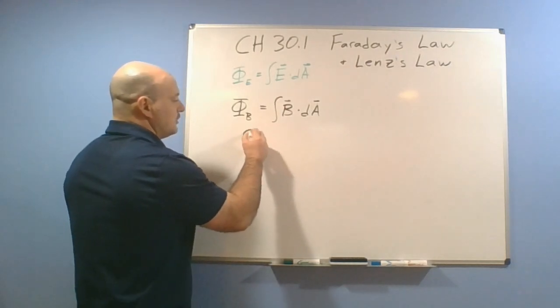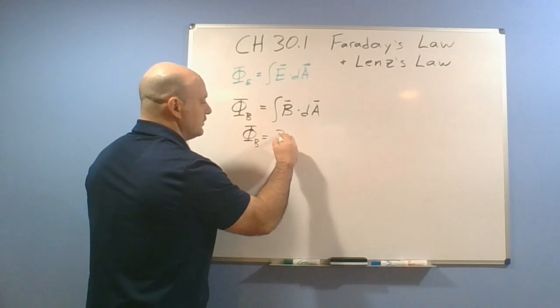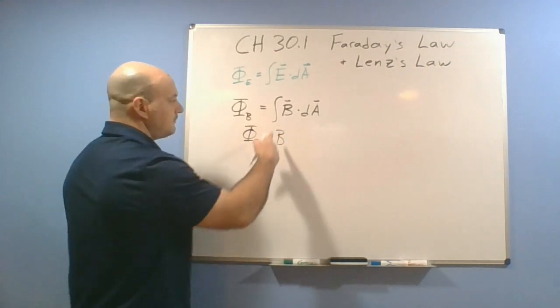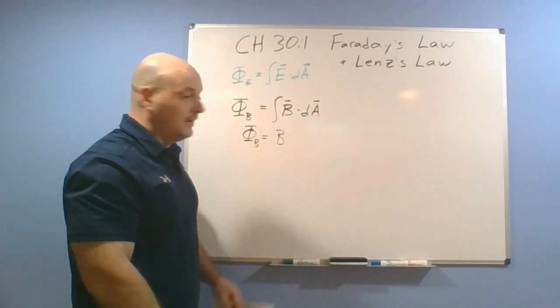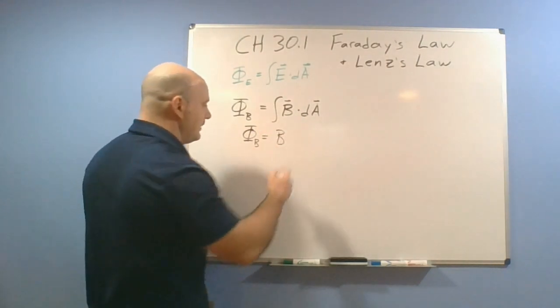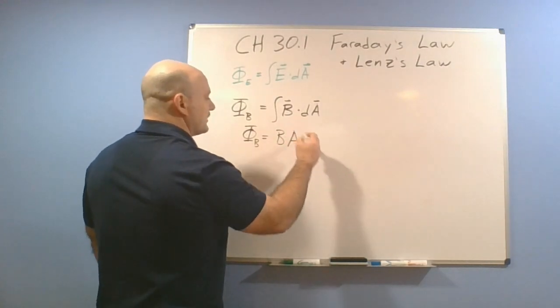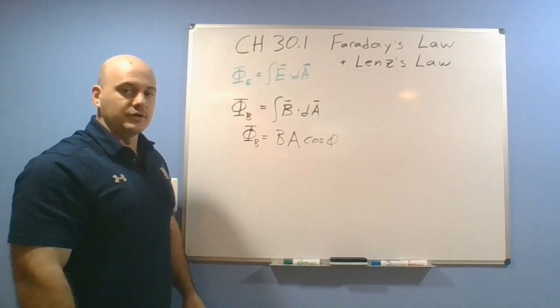The magnitude of the magnetic flux is just going to be the magnitude of the magnetic field. The integral dA is not even really a real integral. It's just the area of whatever we're talking about, right? The integral of dA is A. And the dot product gives us the cosine of the angle in between those two vectors.